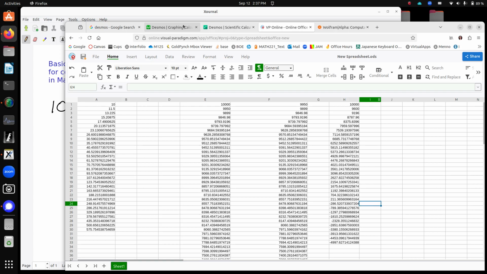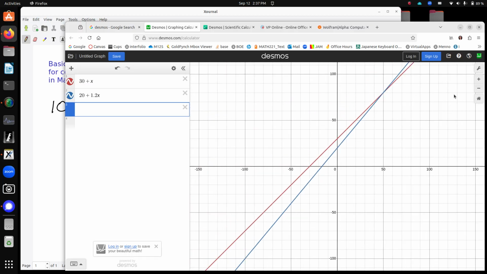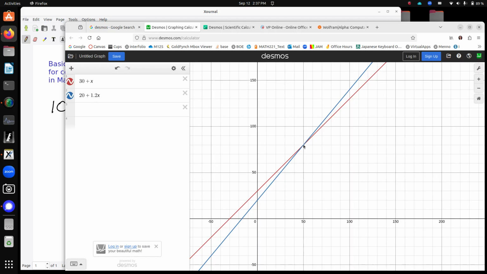Also, Desmos. I wanted to show you, we did this in class. We had some lines. I don't remember what they were, but it was some U-Haul problem where one was like 30 plus x, and one was something like 20 plus 1.2x, and nothing showed up, right? But you have to kind of zoom out until they show up and move this around and find out where they intersect. All right, so you should be able to see where they intersect.